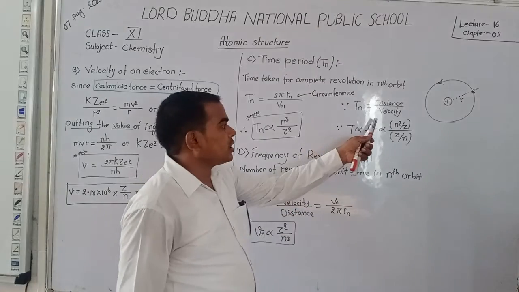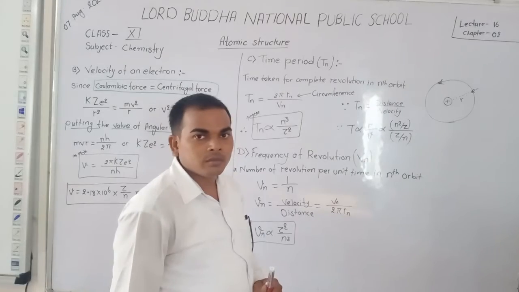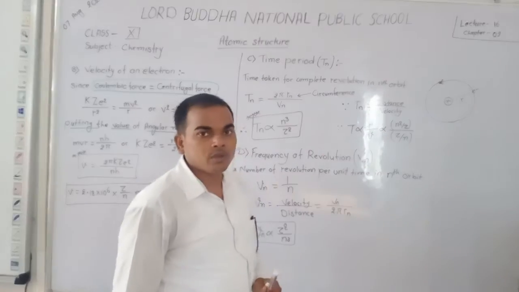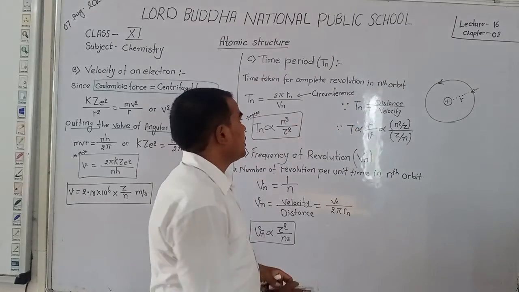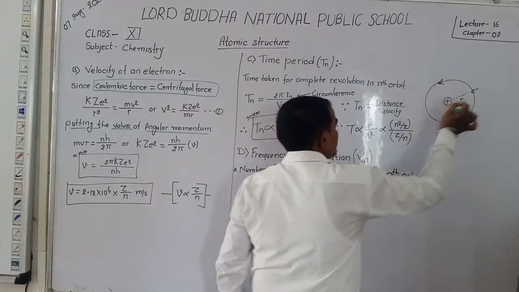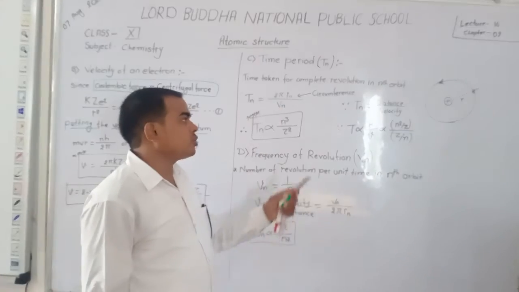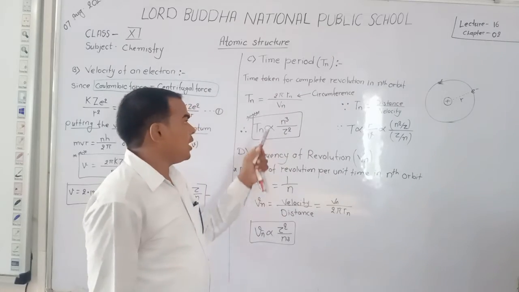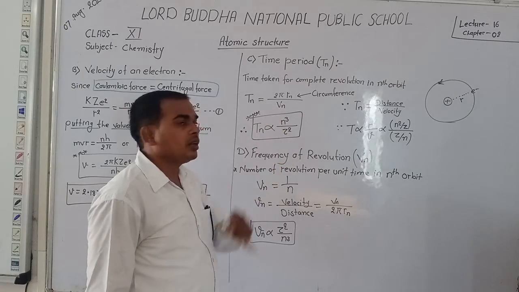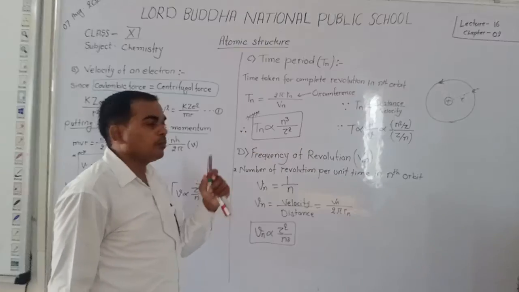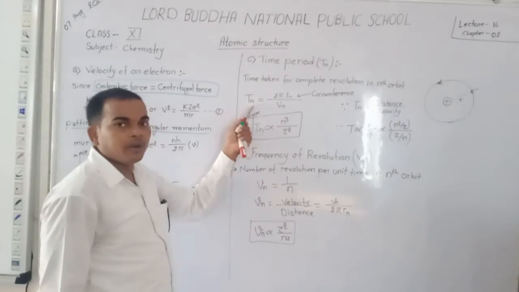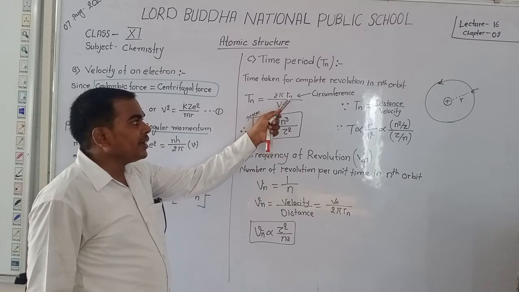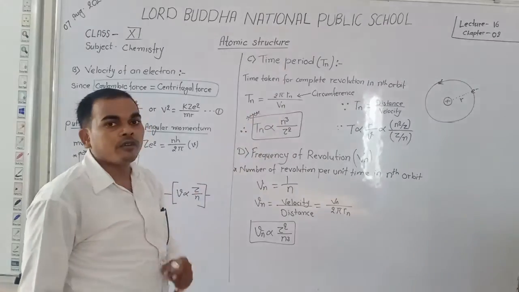That is because you know that velocity is equal to distance upon time. So for finding time, we say distance upon velocity. Here the distance is the circumference of the orbit. You know that the circumference of a circle is equal to 2 pi r, and the velocity is, suppose, Vn. So Tn, the time period for the nth shell, is equal to 2 pi times the radius of the nth shell upon the velocity of the nth shell.